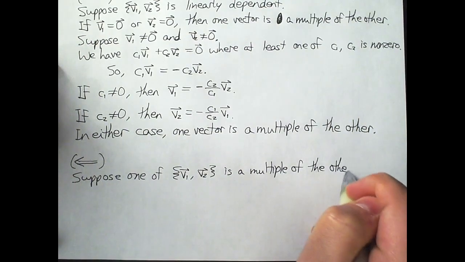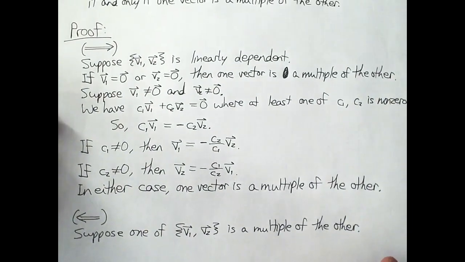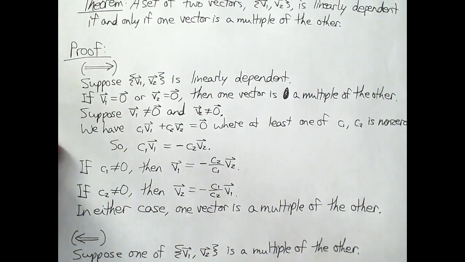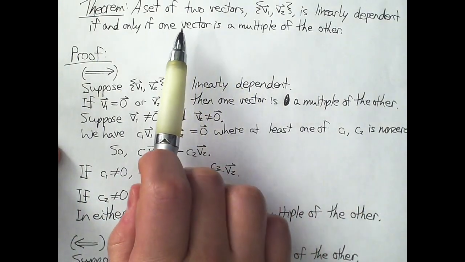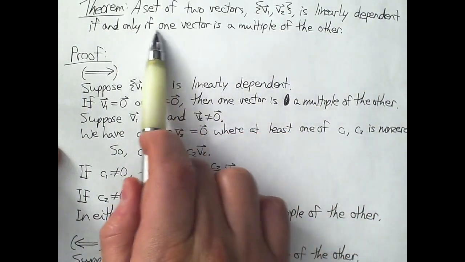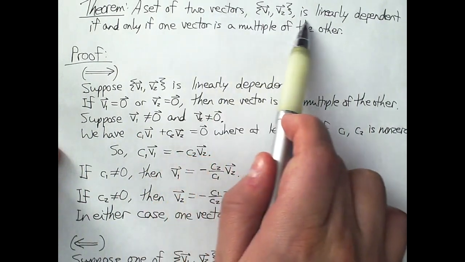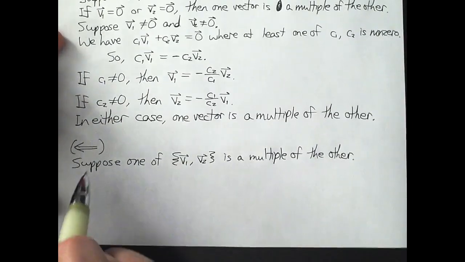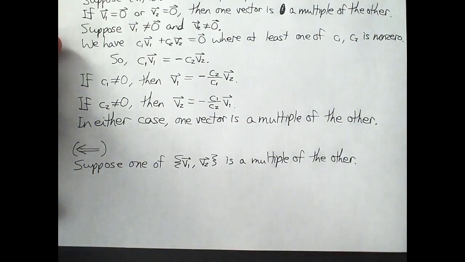Okay? I always say that in proof writing, if you're stuck, don't just sit there staring at the page and not writing a single thing. Write what you know. You know that for this direction of the proof, you're trying to assume this side, one vector is a multiple of the other, and then you're trying to prove that the set is linearly dependent. You could even write a sentence here if you want. You could say, we want to show that this set is linearly dependent.